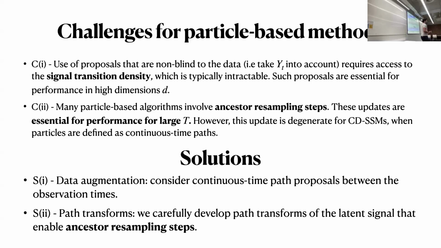Now, to maintain performance of these methods in higher dimensions, we need to make sure that we somehow guide these proposals. So we need to come up with proposals that take the observation data into account. That way, when we're applying these weights, we're not moving as far from one distribution to another. Unfortunately, in the continuous discrete context, we can't do this because the weights involve the signal transition density, and this is typically intractable. And as I said, these proposal mechanisms are essential for performance in higher dimension of the latent state D. So the solution that we consider is data augmentation.